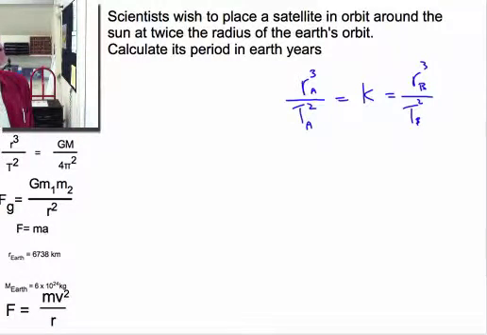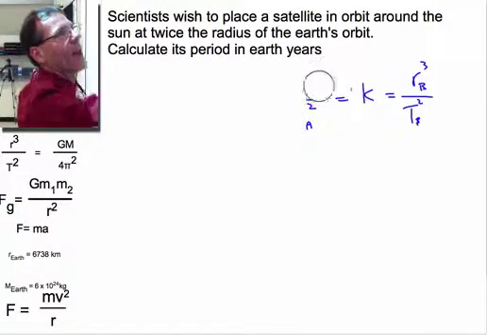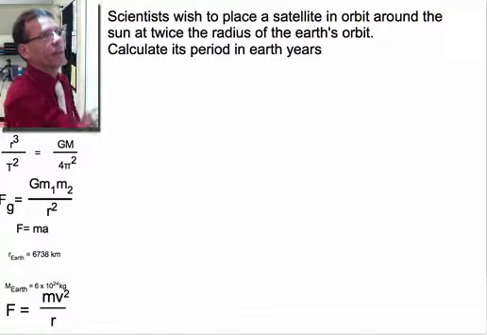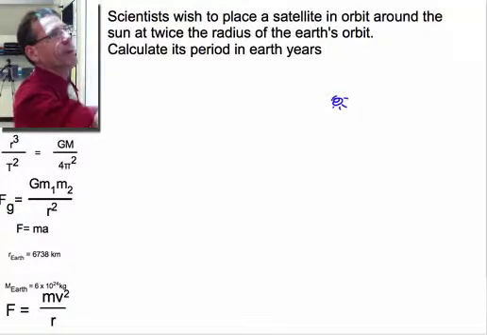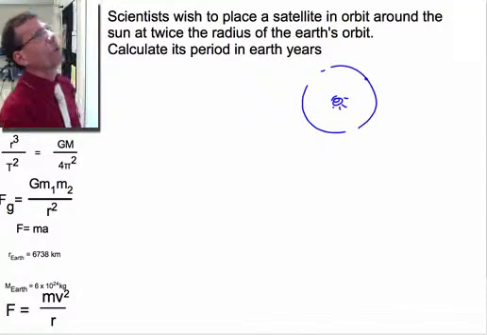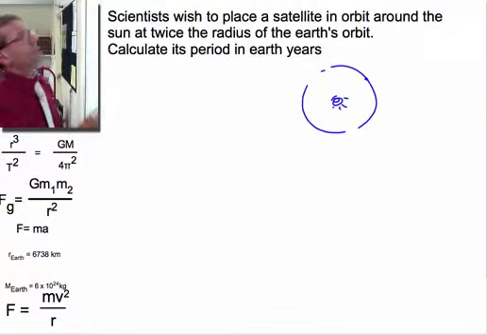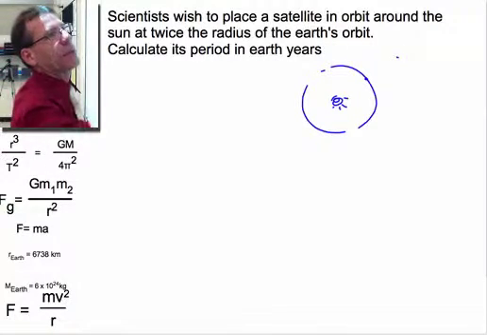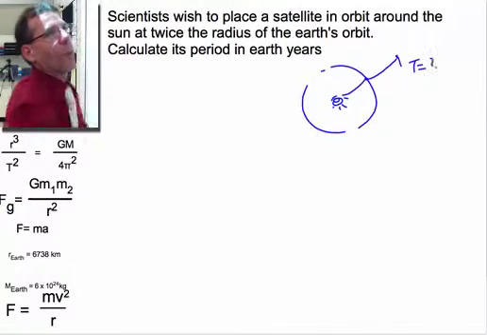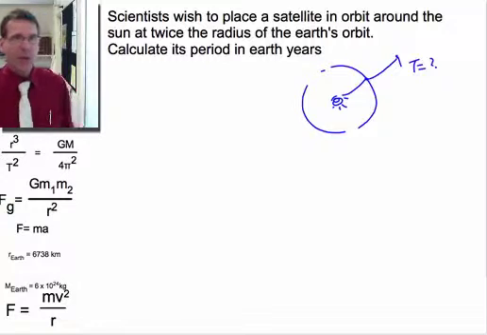Now this question here, we're being asked about a satellite that's going to be placed in orbit around the Sun. So let's get our heads around this. Here's the Sun, here's the radius of the Earth, and we're being asked to put this new satellite here at twice the radius of the Earth, and we're being asked, what would its period be in Earth years?